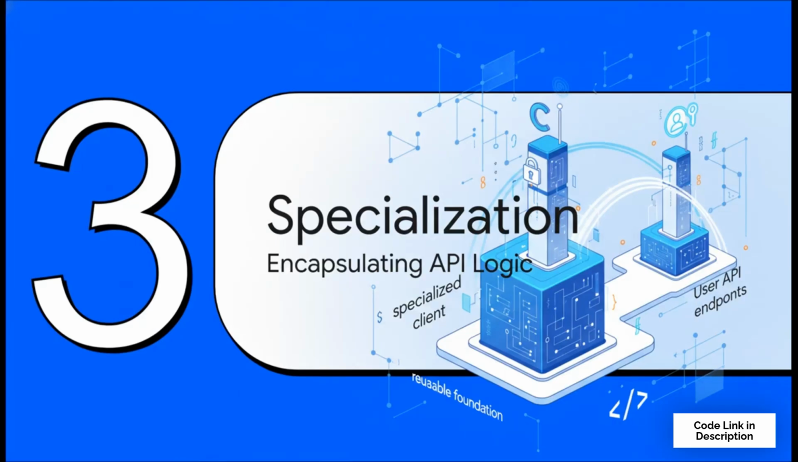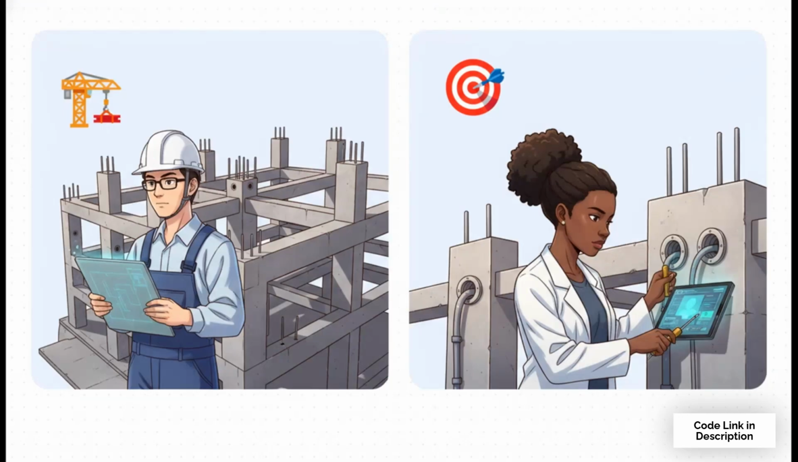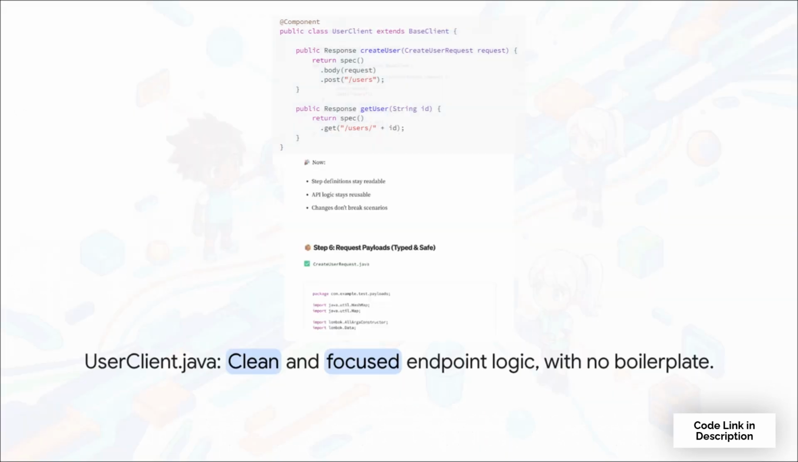Okay, now that our foundation is in place, we can start building specialized clients right on top of it. Let's start by creating a user client that's designed specifically to handle the user API endpoints. This really illustrates that separation of concerns we're after. The base client handles all the generic setup work, right? But the user client can focus purely on the business logic of its specific endpoints, like creating or getting a user.